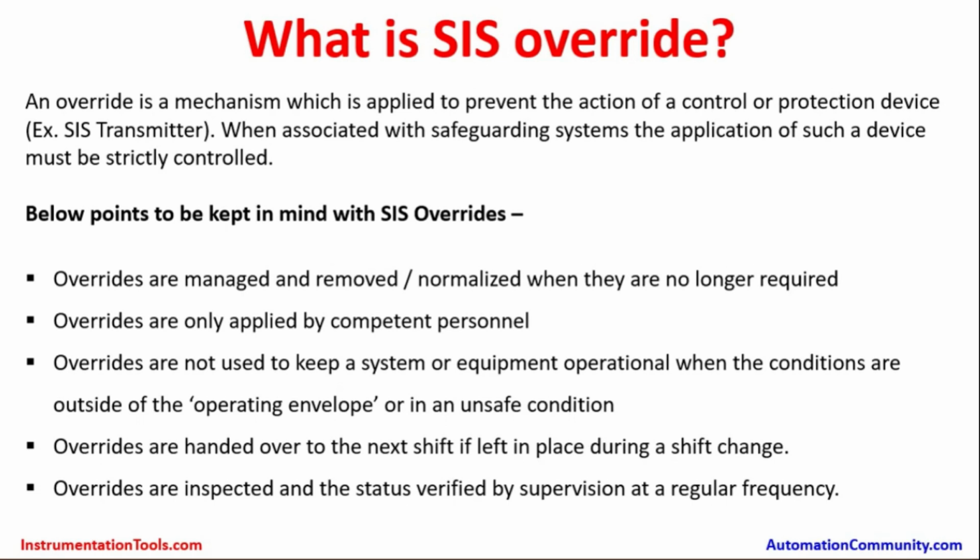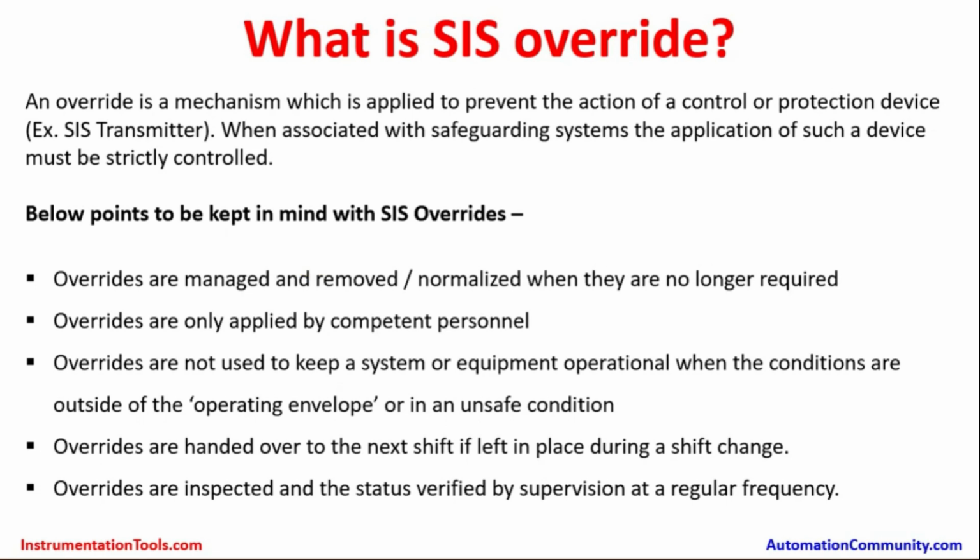In case, due to maintenance reasons or some other equipment in this line, the particular line needs to be isolated, for which the transmitter or valve needs to be isolated, those things will be taken out of service, for which the override is applied. So below are the points to be kept in mind with SIS overrides.